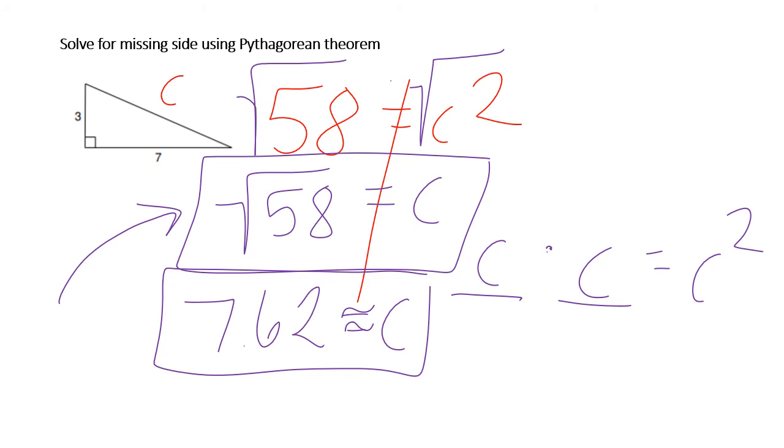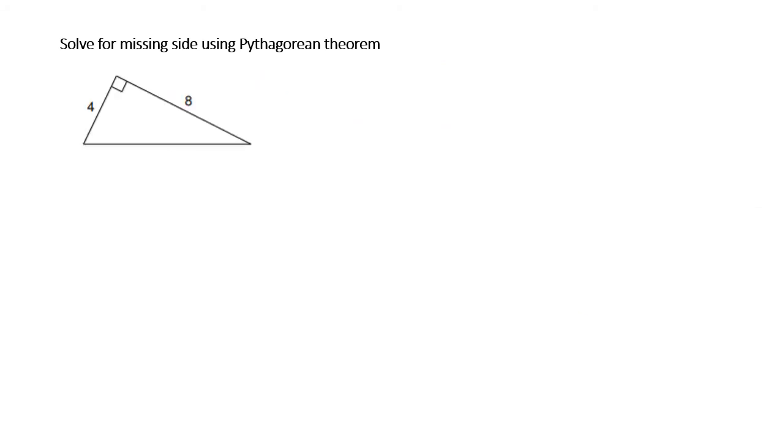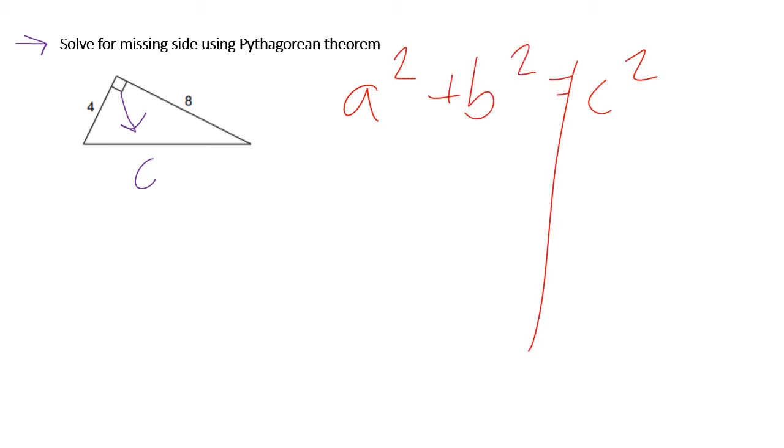Okay, let's try another one. In this problem, it's the same deal, except this triangle is sort of upside down from the other one. We do know that this missing side is still c because it's opposite of the right angle. So I'm going to write out my formula here. a squared plus b squared is equal to c squared, and we'll start plugging them in. I have to assign the legs a and b, so I'll say this one is a, this one is b to make it easy for me.